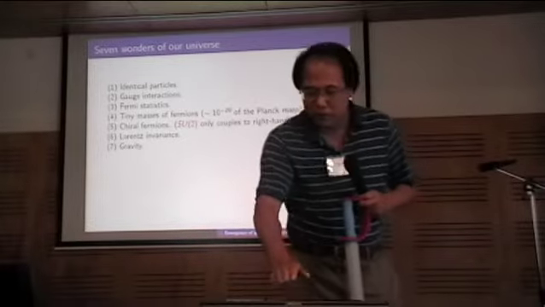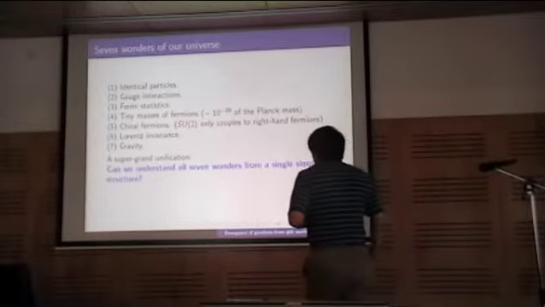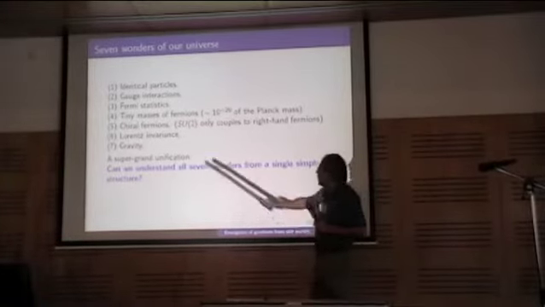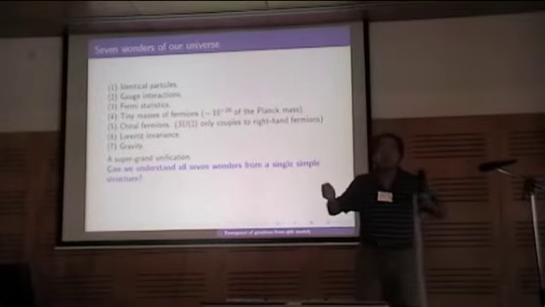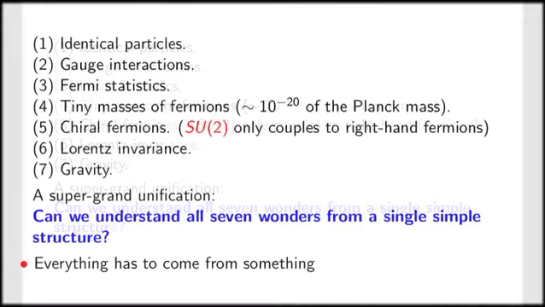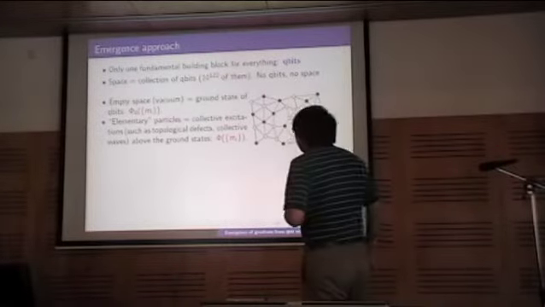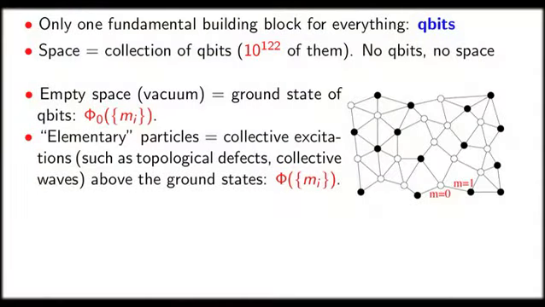And we would like to unify all this, meaning that we wonder whether it is possible to obtain all these wonders from a single structure, instead of putting all these properties by hand into the theory. The problem is that everything has to come from something, so where should we start? Here we still do quantum physics, so it's very natural to start with a qubit. That's the most basic fundamental building block of everything.